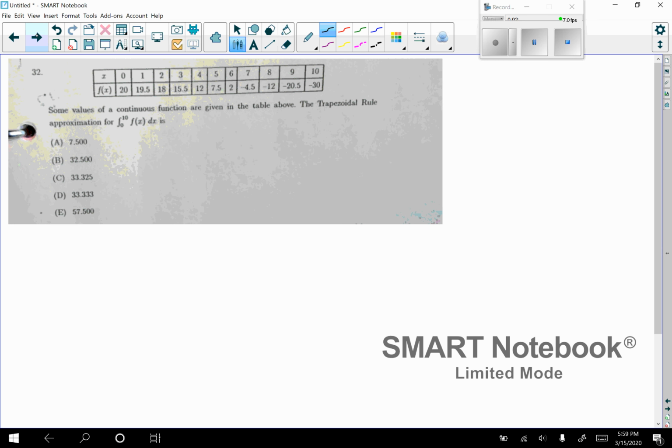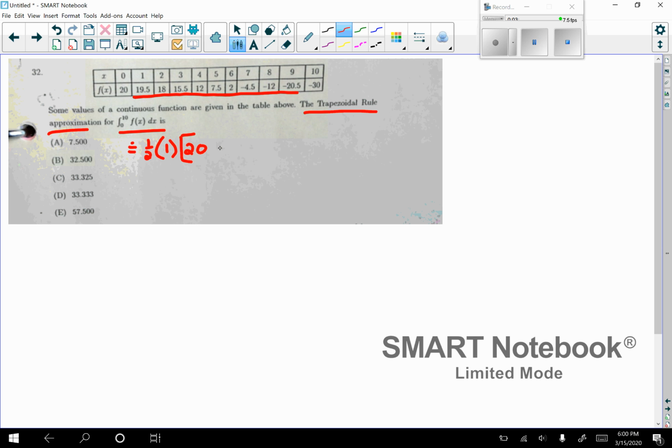Alright, for 32, we are using the trapezoidal rule approximation. In order to use this, we have to make sure that our differences between the x values are all the same, and they are. They're only a difference of 1. So to set this up, this integral is going to approximate to be 1/2 times each width, or the height, which is 1. And then if you remember, I just write the first number once. I'm going to double all of these values and then just have a minus 30 at the very end.